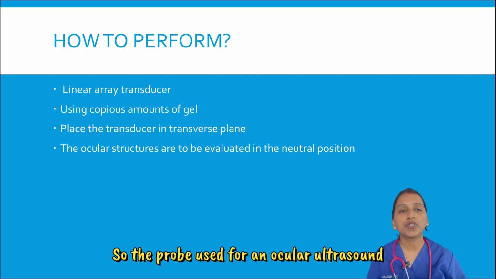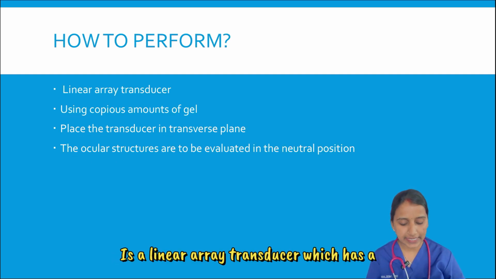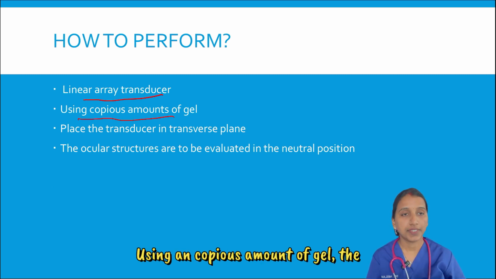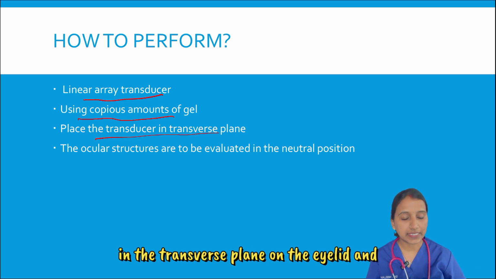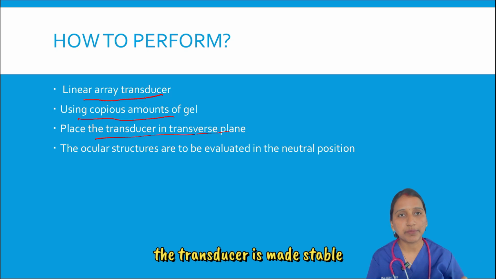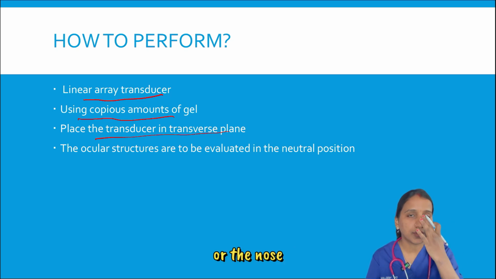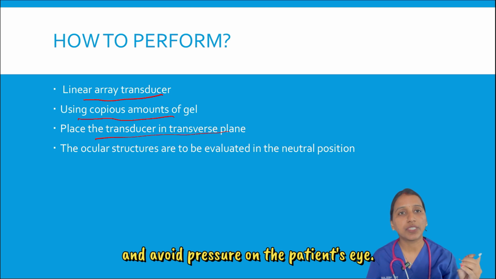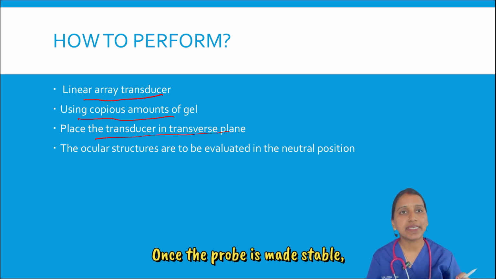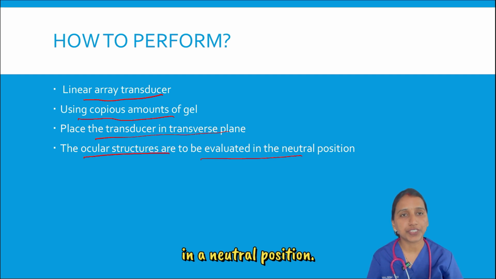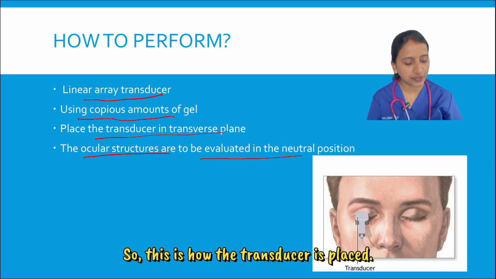The probe used for an ocular ultrasound is a linear array transducer, which has a higher frequency and resolution. Using a copious amount of gel, the transducer is placed in the transverse plane on the eyelid, and the transducer is made stable using the fifth digit on the patient's temple or the nose, avoiding pressure on the patient's eye. Once the probe is stable, the ocular structures are to be evaluated in a neutral position. So this is how the transducer is placed.